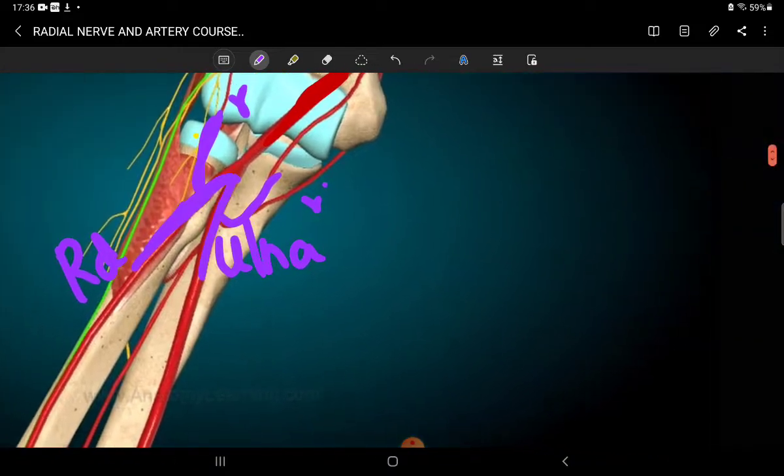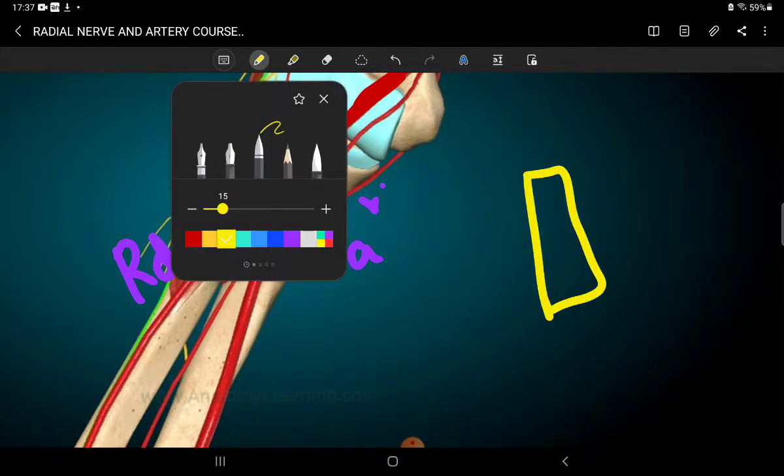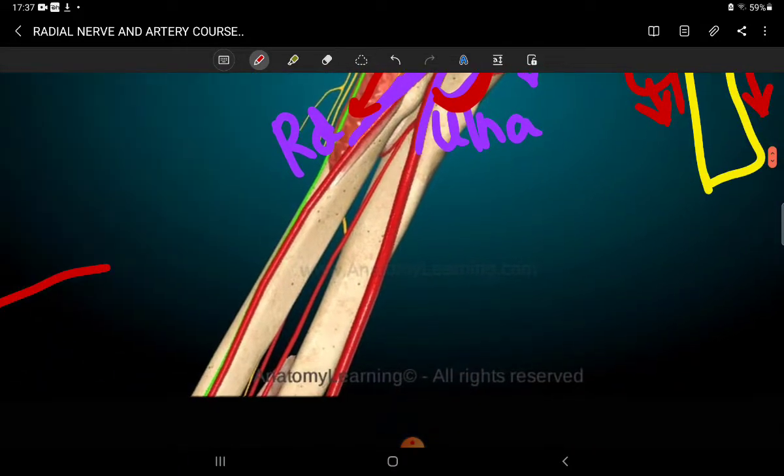Why is it called a recurrent artery? For example, if this is a bone and this is the arterial supply, and the direction of the arterial supply is downwards, as the brachial artery or the radial artery is descending downwards, and suddenly it gives off a branch proximal to it, just like this, this is referred to as a recurrent artery. So this is the radial recurrent and this is the ulnar recurrent artery. That is one of the important anatomical terms which you have to remember.